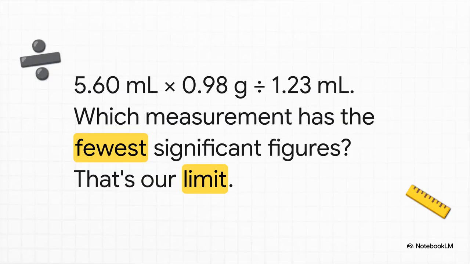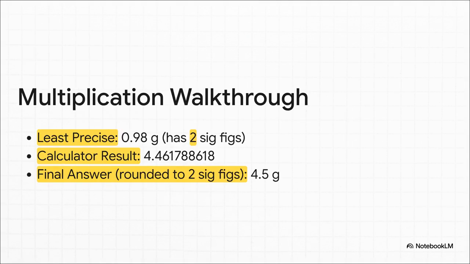Okay, let's try a multiplication and division problem. We've got 3 different measurements here. Which one is our weakest link? Which one has the fewest significant figures? It's got to be the 0.98, right? It only has 2 sig figs, and that's our limit. So no matter what crazy long number your calculator spits out, our final answer is only allowed to have 2 sig figs. So we have to round that whole thing to just 4.5. Remember, you're only as precise as your least precise measurement.